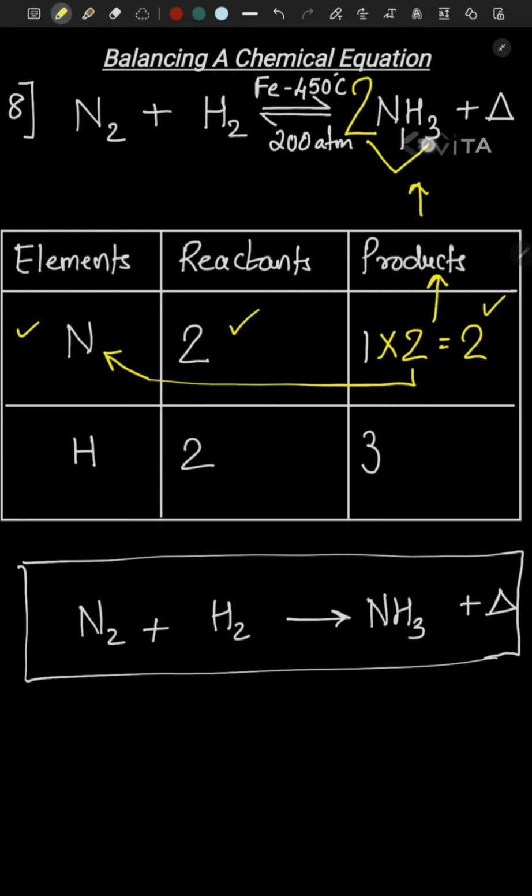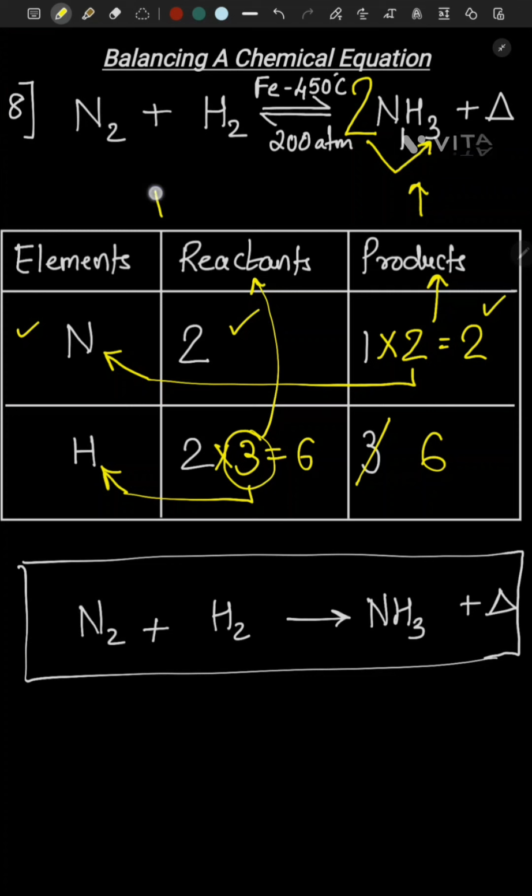But this 2 will also go for hydrogen and will bring the change in the hydrogen atom. Earlier there were 3, but now it will be 2 times 3 is 6. So now I have 2 atoms on the reactant side, 6 atoms on the product side. But it is very easy for me to make it 6 just by multiplying it with 3. So now I am multiplying 3 to hydrogen. On which side? On the reactant side. As I go up, do I find hydrogen alone? Yes, I just need to put 3 there.